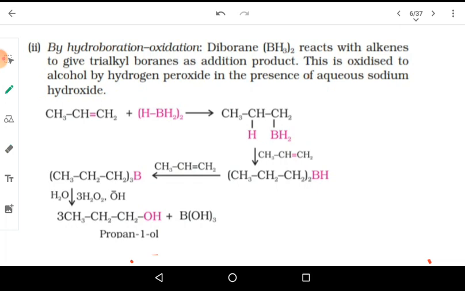So in the first step, we are going to add this molecule. The hydrogen will go to that side which has the lesser number of hydrogens, because anti-Markovnikov's addition is followed here.